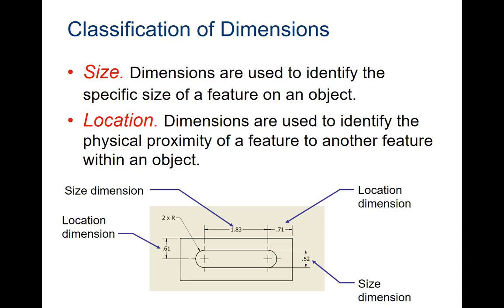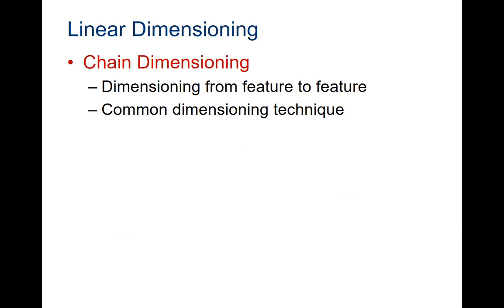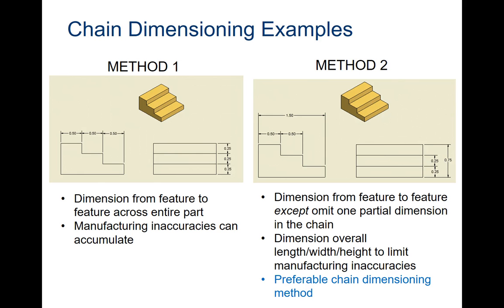So we have chain dimensioning, and this is where we dimension from one feature to another. It's commonly used, but there are some problems with chain dimensioning. Here's what it looks like. You start at, say, the left edge, and you do a dimension, and then you dimension from that point onto the next one, and from that point onto the next one. So you get this like 0.5, 0.5, 0.5.